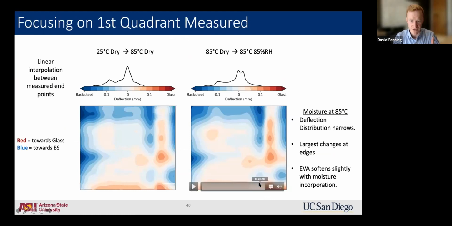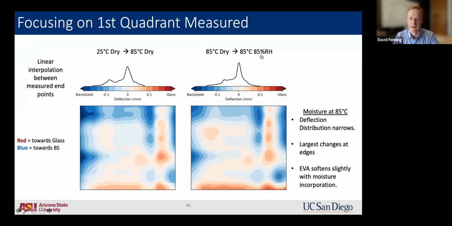So we still have work to do, but we can focus on the first quadrant, where this reflects really the initial condition in each case, and should most distinctly reflect the presence of moisture both front and back. And if we start from that 85C stress state, now introducing moisture, 85 dry to 85 damp, what we see in terms of the deflection distribution is a very clear narrowing of the deflection distribution. The largest changes are occurring near the edges of our half-cut cell. These are the edges that would also allow water ingress toward the front.